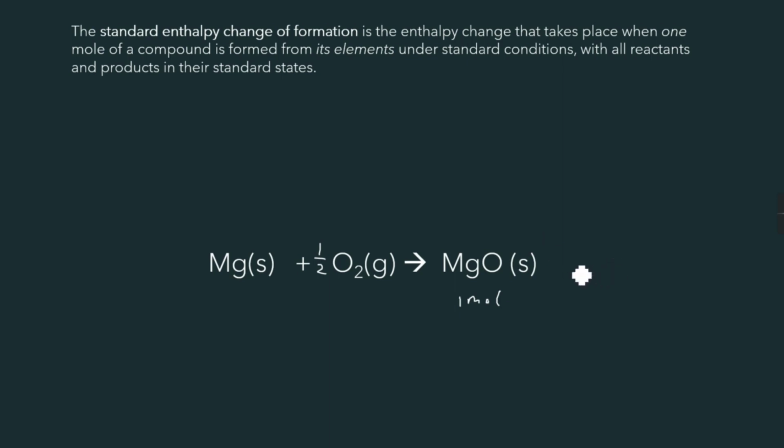Enthalpy change of formation is denoted by this triangle. Instead of the R, we now put the F, so you're very creative, and then the rest is the same, and it's the same enthalpy change that we used the first time round of minus 602 kilojoules per mole.